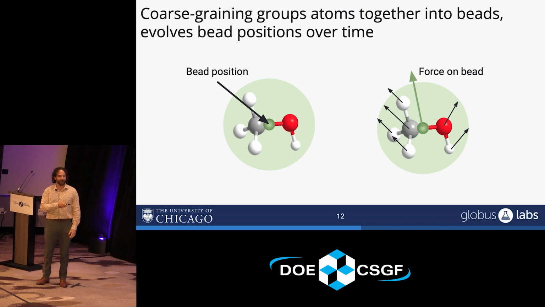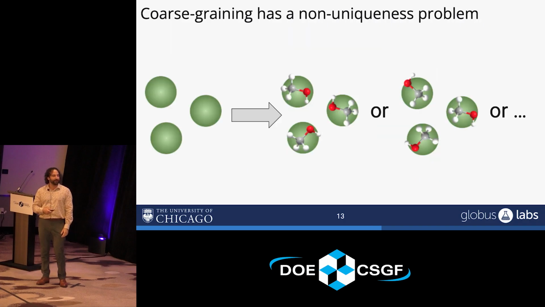So we just add up all of the forces on the atoms, and that's the net force on the bead. And we use that force field. We build a force field that just models this and use that to model the movements of these centers of mass over time. That allows us to reduce the number of particles we're modeling. But coarse graining has a non-uniqueness problem. So for every bead configuration, there are infinitely many possible all-atom configurations.